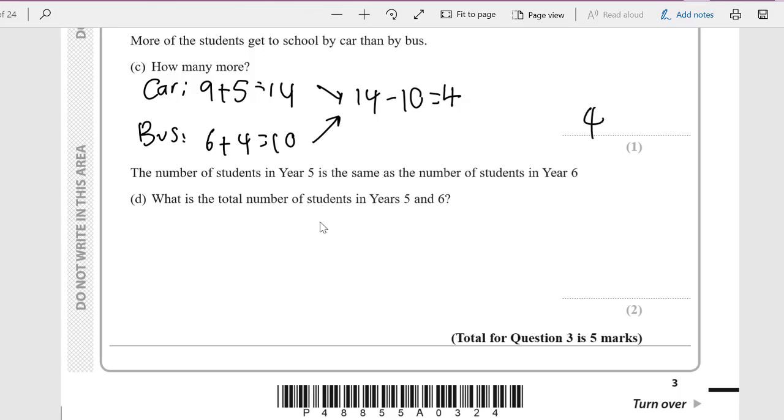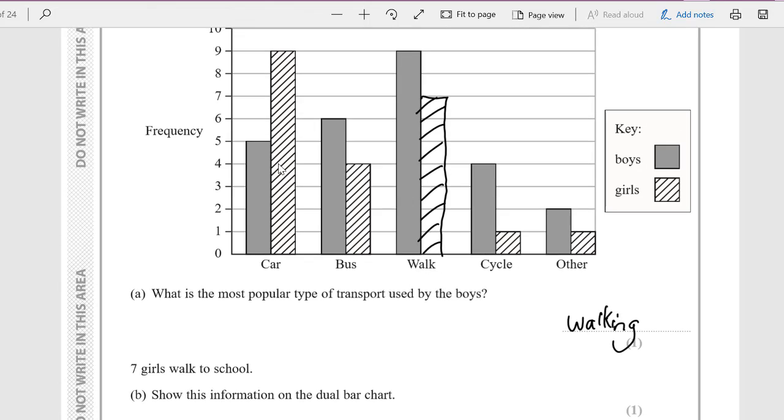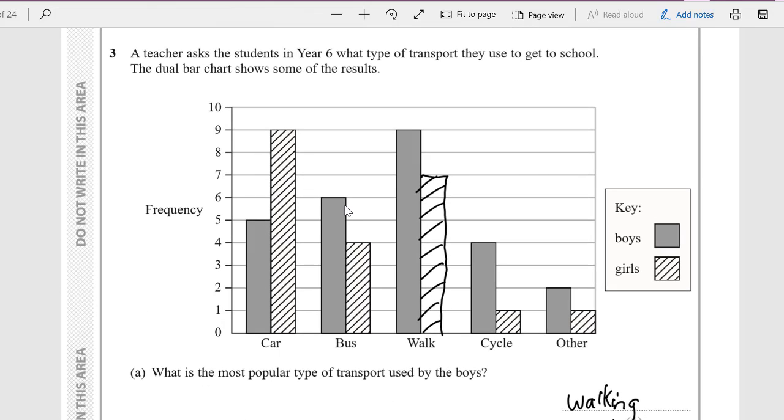It says, the number of students in year 5 is the same as the number of students in year 6. So what's the total number of students in years 5 and 6? Okay, so that means we've got 14 here, we have 10 here, we have 9 plus 7, so 16. So let's just capture that information. So we've got 14 here, we've got 10 here, 16, we have 5 here, and 3 here. So if we add all of that up, our answer will be 48.